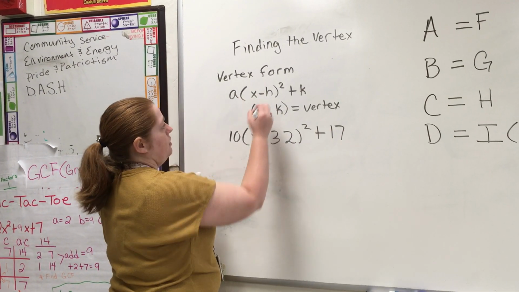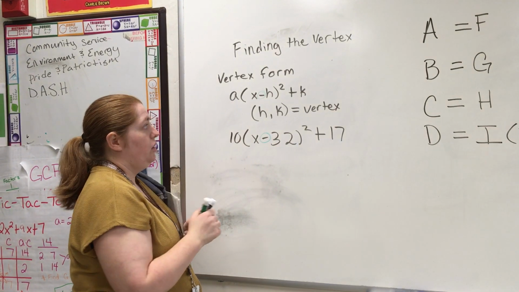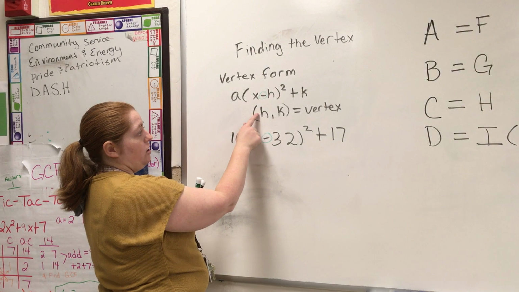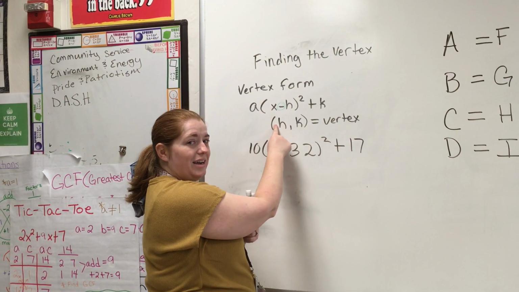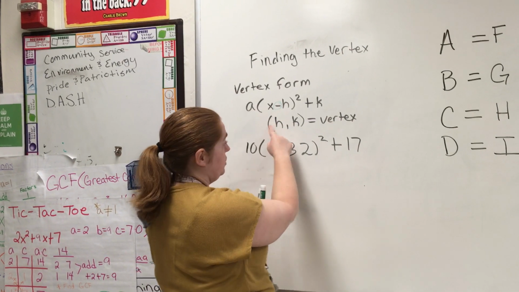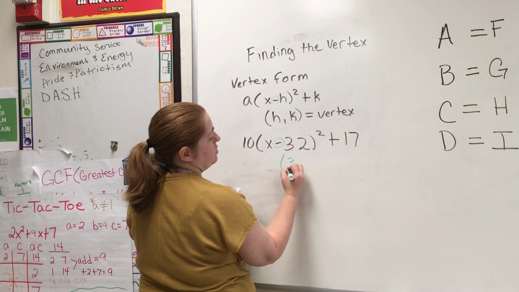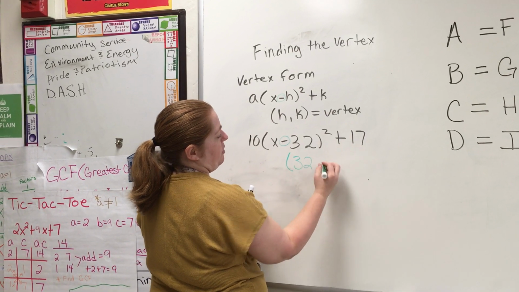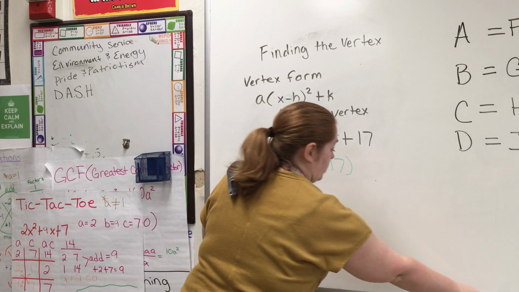Okay? Now notice, we've got minus h in the formula, but I also have minus h here. And this does not talk about the opposite. Remember how the middle child is the problem child? It does the exact opposite of what it says it's going to do. So for our vertex, I literally just take the 32 and then the positive 17. There's our vertex for that one.